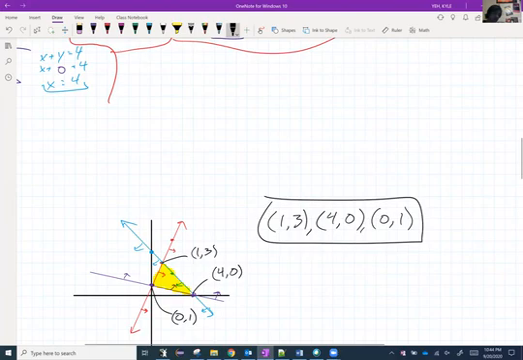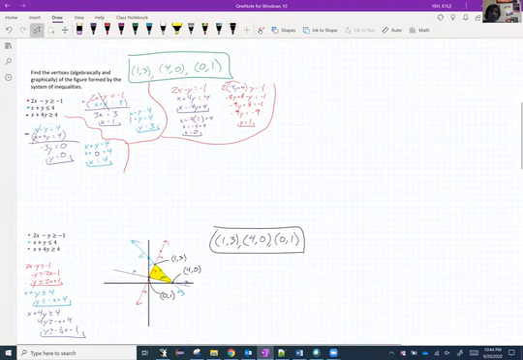So just demonstrating, we can solve it either way, graphing or algebraically. Sometimes we'll need to do one or the other. Sometimes the problem will ask us specifically to do one or the other. But we can find vertices of where these lines intersect using substitution, elimination, or graphing.